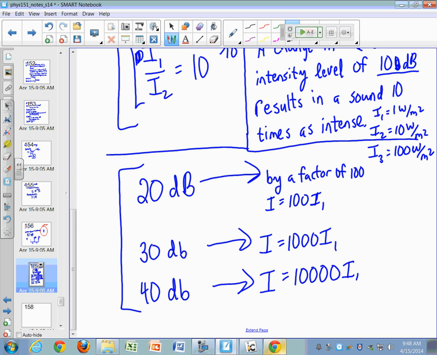Go with me on this? Logs can be kind of confusing sometimes, but I just want you to walk away with this idea, that as I increase the decibels by 10 each time, adding them, 20 plus 10 is 30, 30 plus 10 is 40, it increases the intensity by a factor of 10. I multiply it.